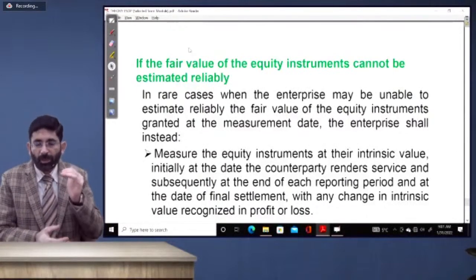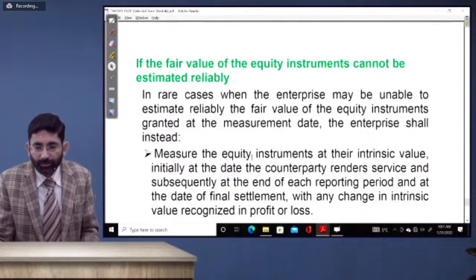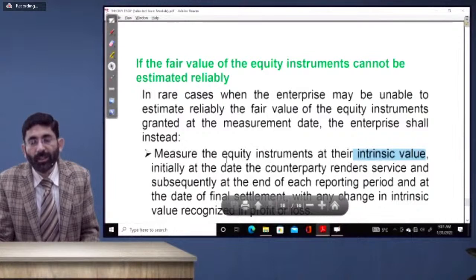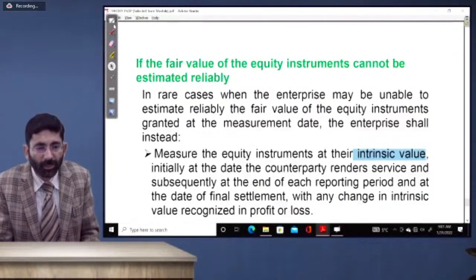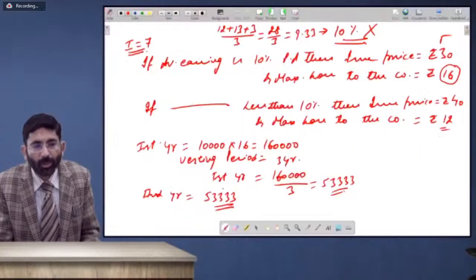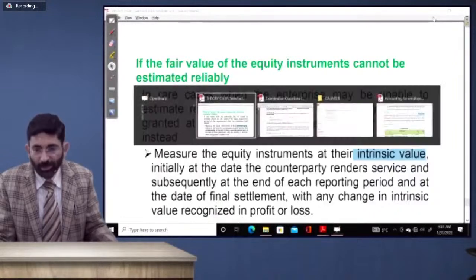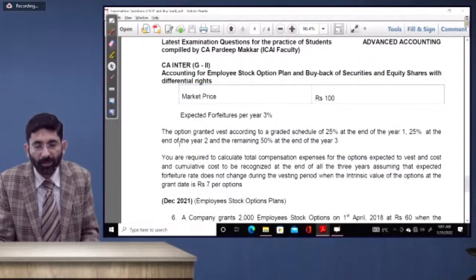Means what we will do? We will find out the intrinsic value of our equity instrument, and whatever change is there in that intrinsic value, that will be assumed as a loss for us. Means when fair value is not given, then we may go for the intrinsic value method, because in that case intrinsic value will be the better option for us.